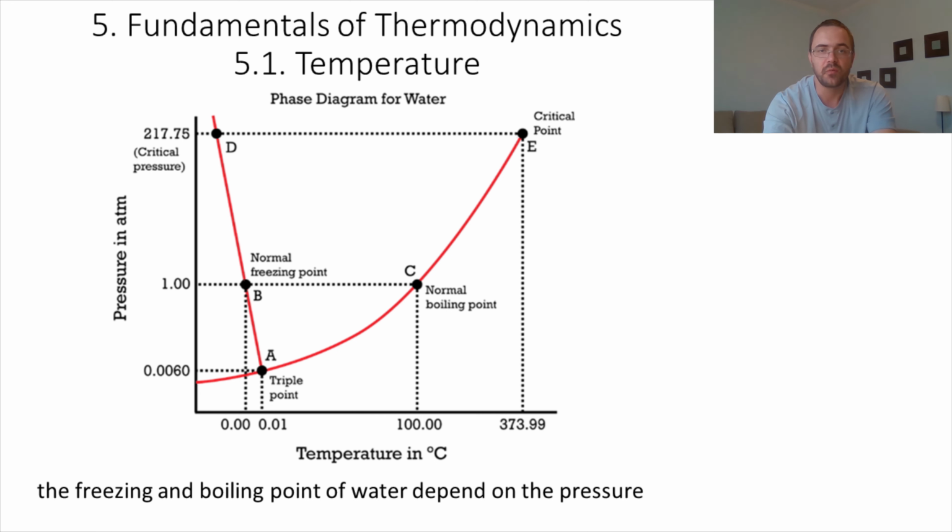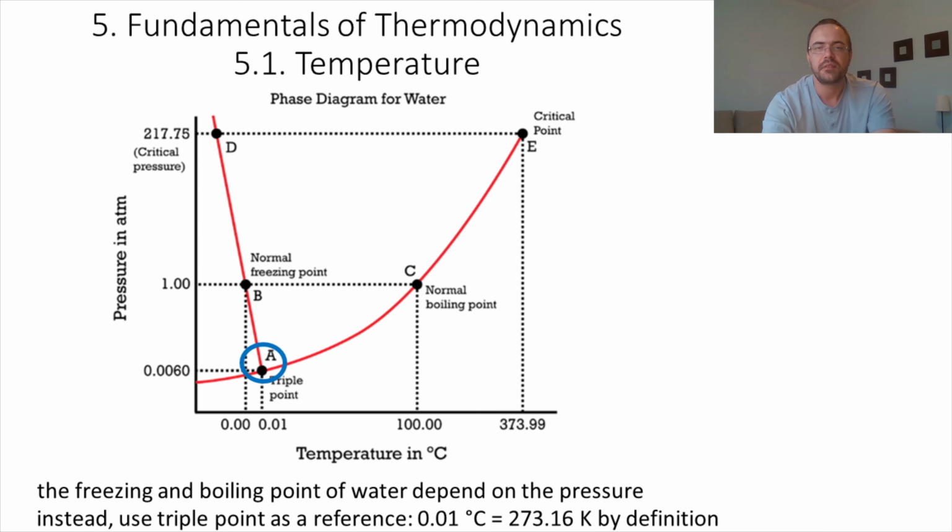So there is one point that is fixed, and it is this triple point, right? At the triple point, this is the point where you have the solid, liquid, and gas phase that exist at the same time. And this only happens at a specific pressure and a specific temperature. So we use this point as a reference for the Kelvin scale. And so in the Celsius scale, this point is at 0.01 degrees Celsius. And so we define this point as 273.16 Kelvin, so that the Celsius and the Kelvin scale have the same size degrees.